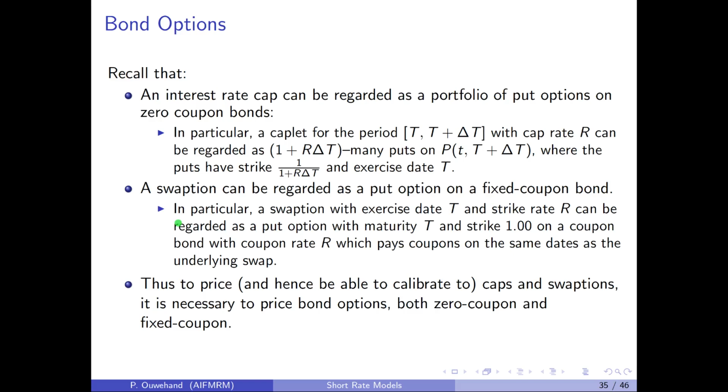Similarly, a swaption can be regarded as a put option on a fixed coupon bond. In particular, we saw that a swaption with exercise date capital T and a strike rate R can be regarded as a put option with maturity capital T and a strike rate of 1 on a coupon bond with coupon rate R, which pays coupons on the same dates as the underlying swap. Thus, in order to be able to price, and in particular to calibrate to caps and swaptions, it's necessary to price bond options, both zero coupon and fixed coupon.